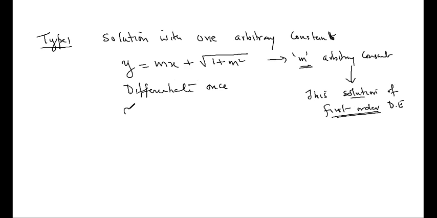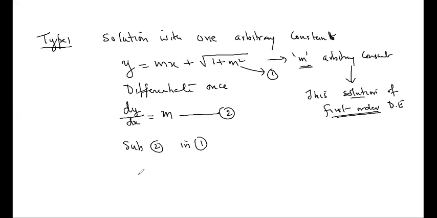If I differentiate only once, I'll get dy by dx is equal to m. There is derivative of m into derivative of x, all these are constant. Now I need an equation without m present in it. How will I form an equation without m present in it? Wherever you see m, I'll replace all the m by dy by dx. So substituting 2 in 1, y is equal to x into dy by dx plus root of 1 plus dy by dx the whole square.